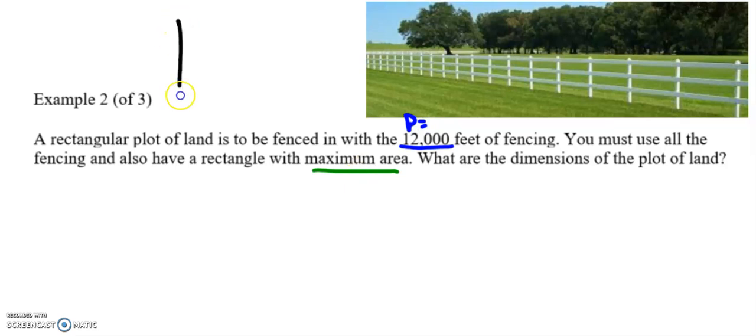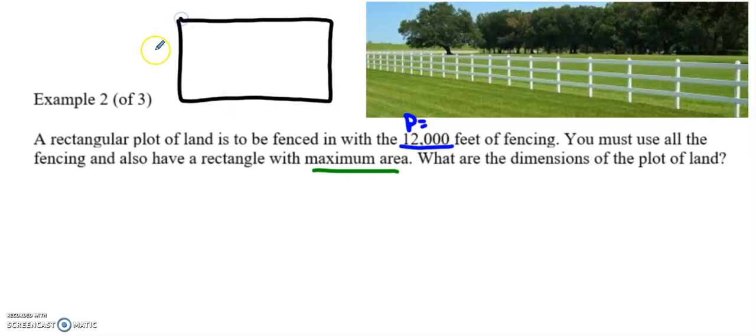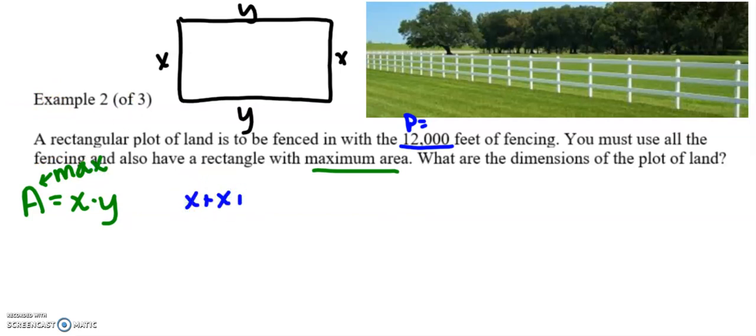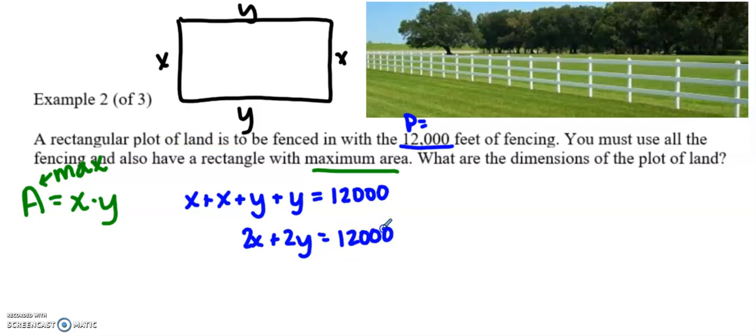I'm going to draw a picture. I will call this side X, which means this side is X. This side would be Y, and this side would be Y. And I'm trying to maximize the area. So the area would be X times Y. This is what I would like to maximize. And I know that 2X plus 2Y is equal to my 12,000 feet of fencing.